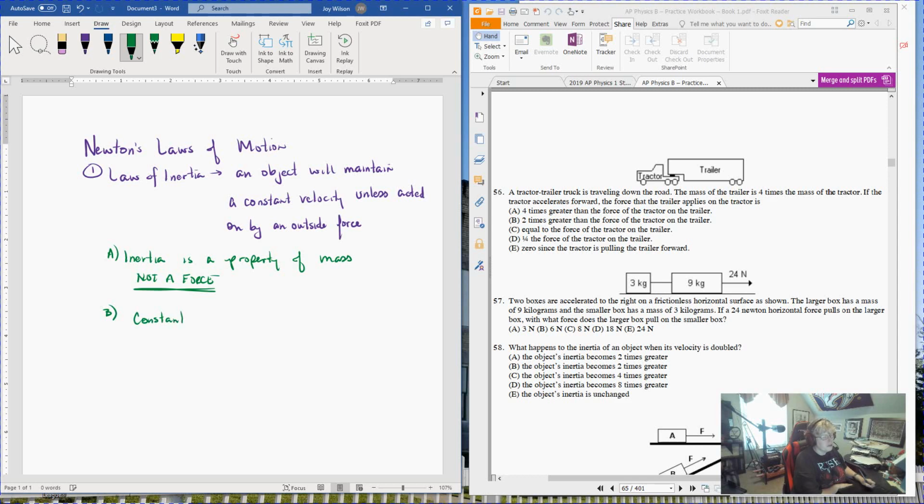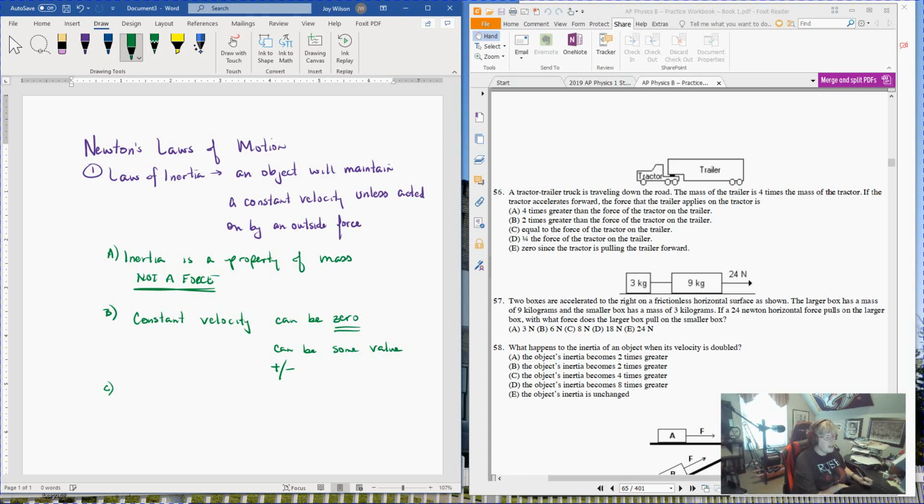Secondly, this constant velocity can be zero, or it can be some value that is positive or negative. So when we say constant velocity, we're talking about objects that are at rest will stay at rest, or if they're in motion at some speed, they'll stay in motion at the same speed, same direction.